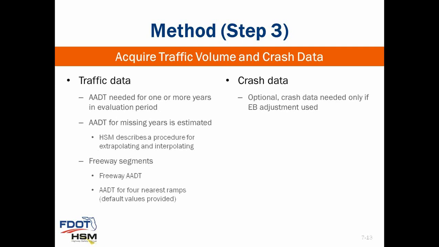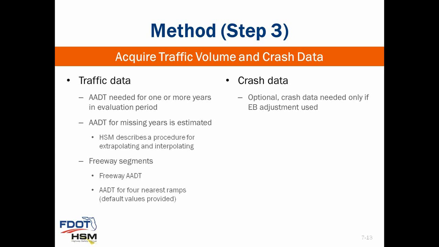Step 3 requires us to acquire traffic data and crash data. The crash data are needed only if the empirical Bayes adjustment is applied. Sometimes we would call this the EB adjustment. In the interest of time, we will not be discussing the EB adjustment in this webinar.